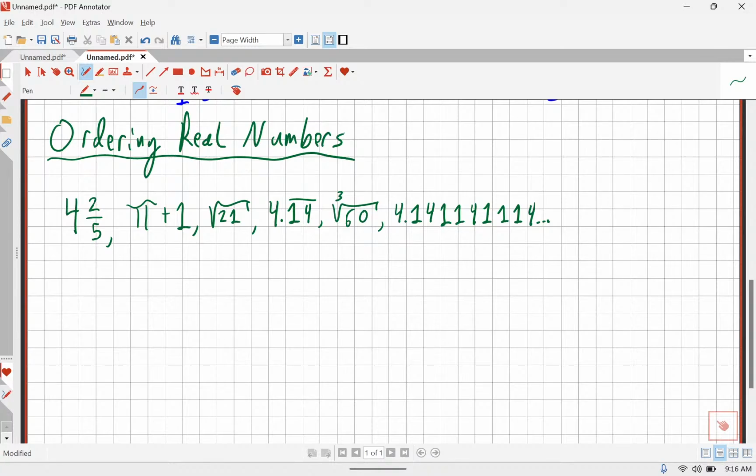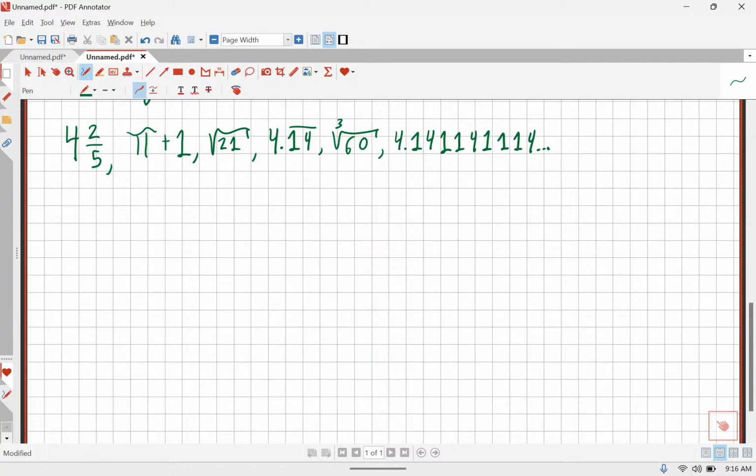Okay, here's how I do these. I'm going to show you guys how I do this, and then I would like you to do it with me this same way the first time. If you have a different way you want to do it, that's totally fine. Here's how I compare these numbers. The first thing I do is I write them all in a vertical line.